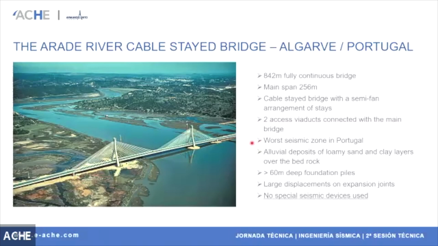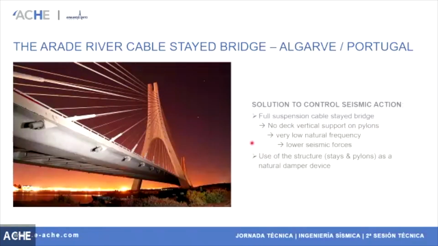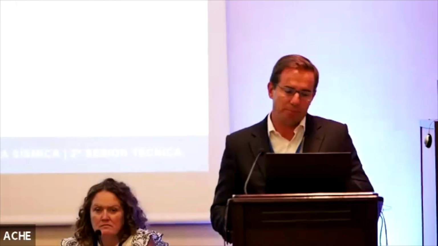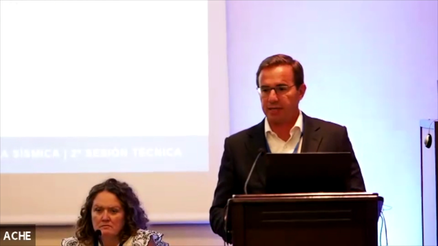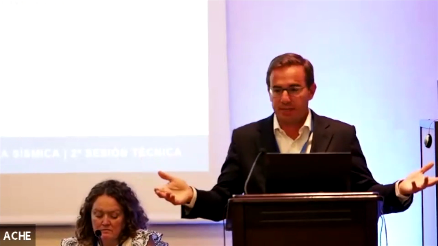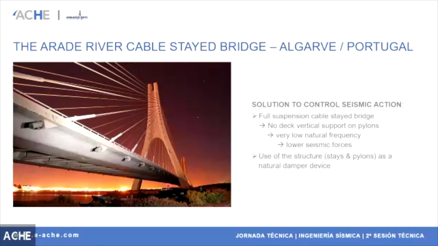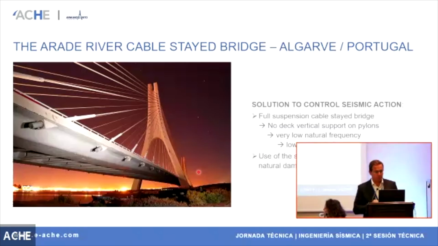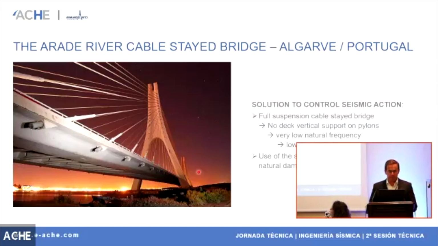Okay, I cannot control the displacements, but I don't want to use special seismic devices, and let's use the structure as a seismic device. So this is a fully suspended cable-stayed bridge. As you can see here, you don't have any transversal beam or support of the deck. So the deck is fully suspended on the cables. What is that? This is a natural dissipator of the deck, of the masses. So that induces a very low natural frequency and lower seismic forces as well. So if you can, use your structure as a natural dissipator or damper device.